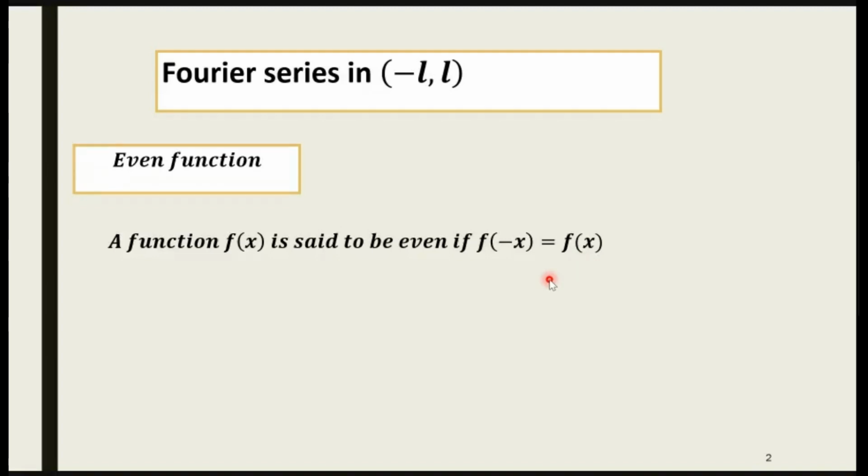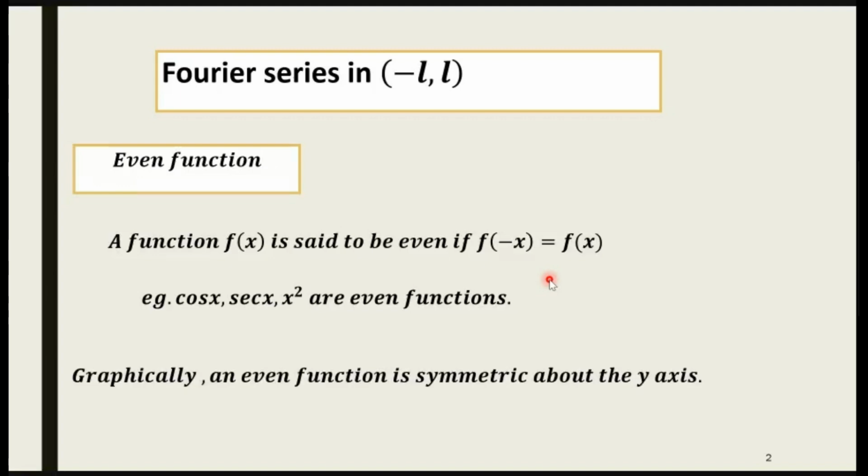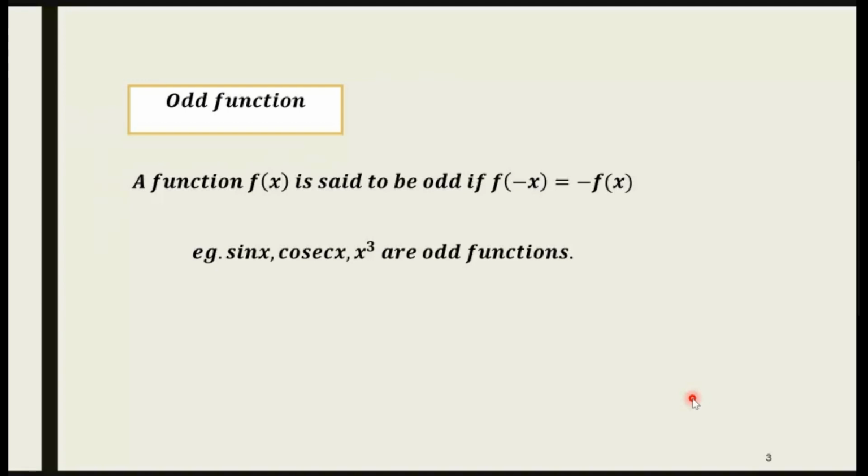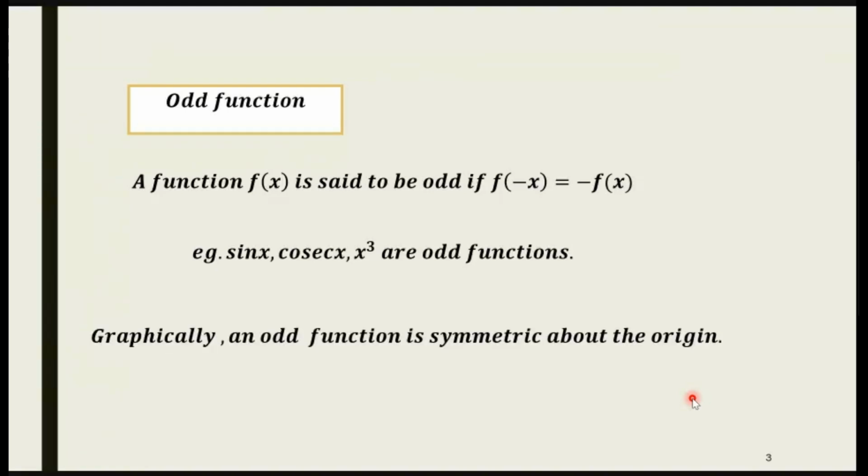For example, we have cos function, x square, etc. I told you before also, even function is always symmetric about the y-axis. I'm just repeating what we have done in minus pi to plus pi. Similarly, for odd function we have f of minus x is equal to minus f of x. Then x cube, sin x, etc. are odd functions. Odd functions are symmetric about the origin. This is whatever we have done for minus pi to plus pi. I'm just repeating those definitions.